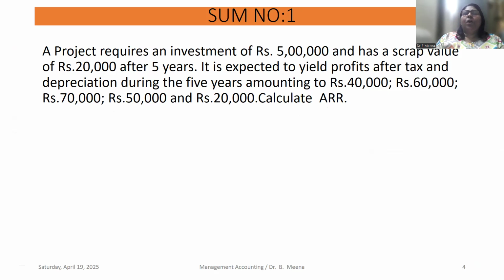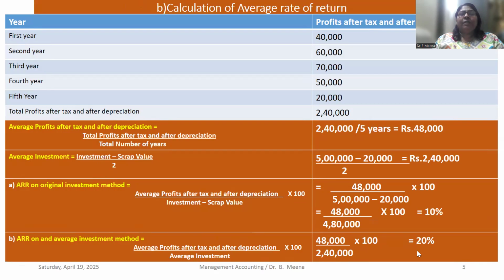Then we need to work out the average investment. How to calculate the average investment? The investment 5 lakhs minus scrap value 20,000, divided by 2, will give the average investment. Just check out the slide. You may get a better idea about how to do the workings.